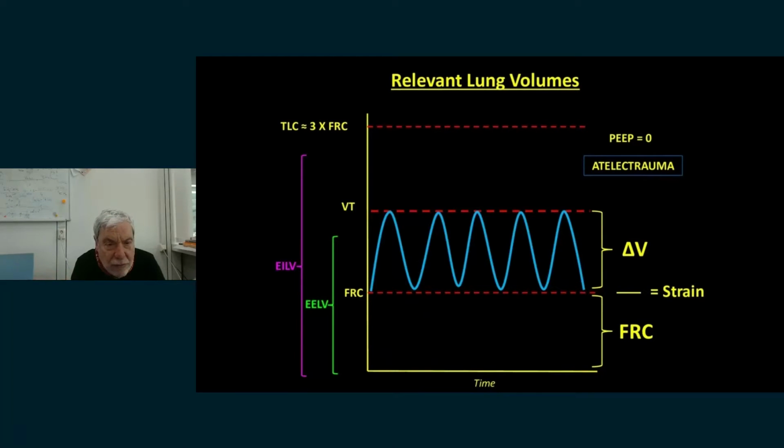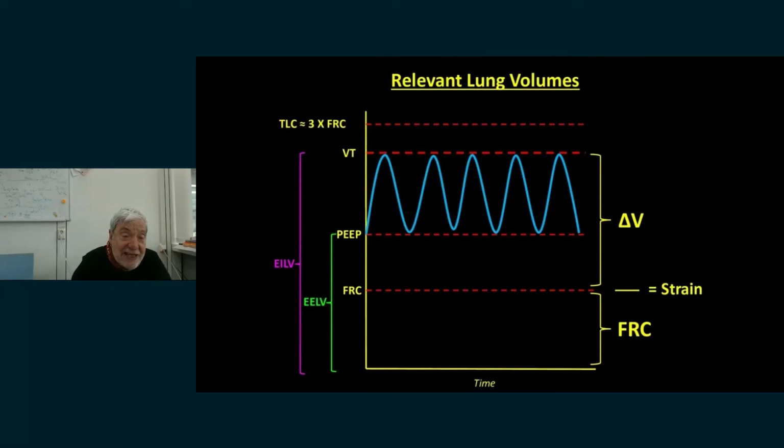Because the tidal volume, which is a fundamental variable when you use mechanical or spontaneous breathing ventilation, plays a fundamental role in this complex. As an example, this is my lung volume, and this is the resting volume, functional residual capacity. Let's say I applied this tidal volume. This tidal volume divided by FRC is equal to the strain, okay? And there is no problem.